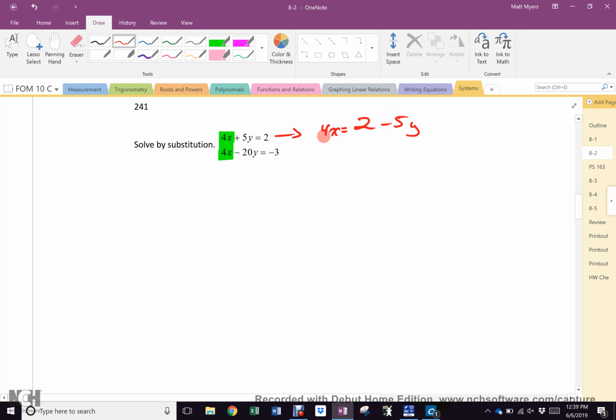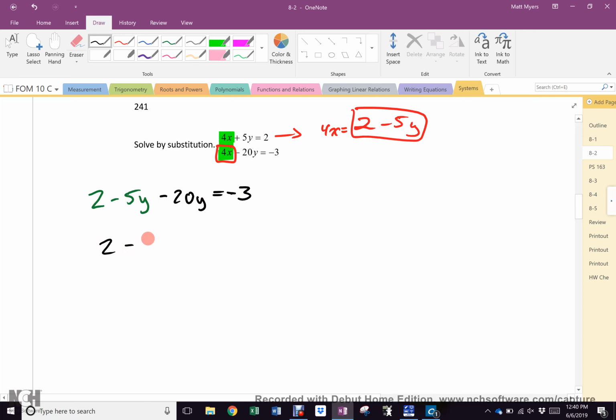Okay. Now normally, I would divide by 4 so I could isolate x, correct? But I can stop here because 4x is this. What do you see right there? 4x. What is 4x? 2 minus 5y. So what can I write here instead of 4x? So I go 2 minus 5y minus 20y equals negative 3. And now, do I have only one letter? So now I can solve it. What would you do? Collect like terms.